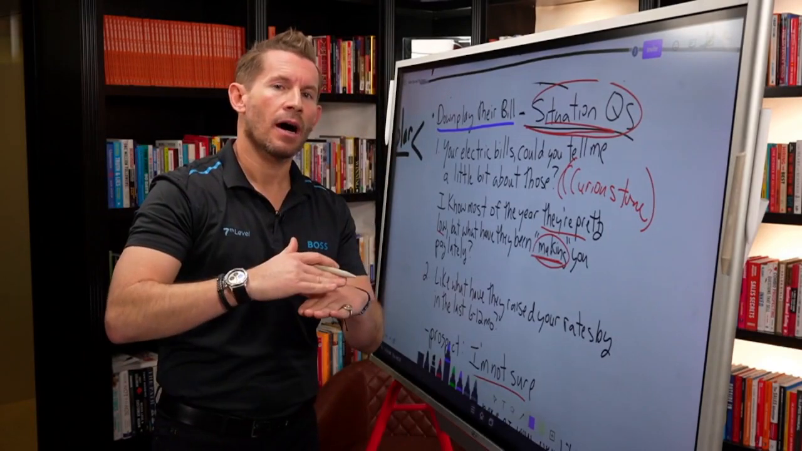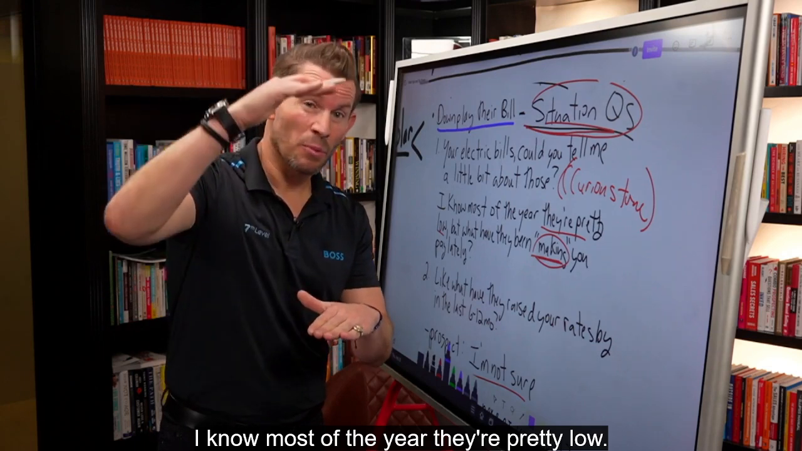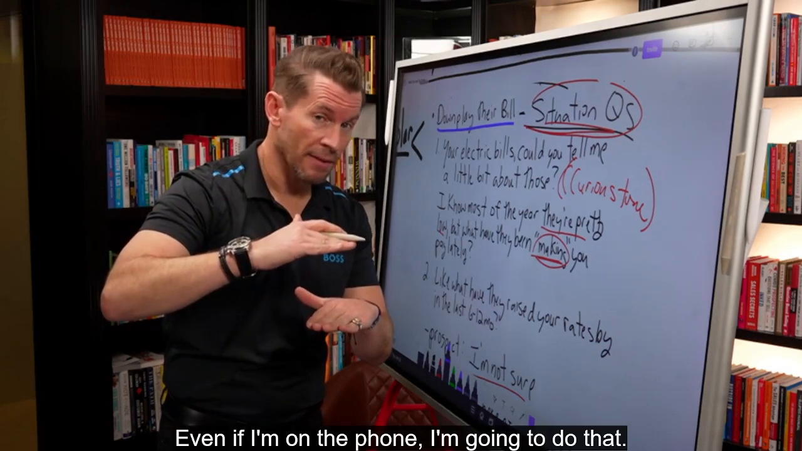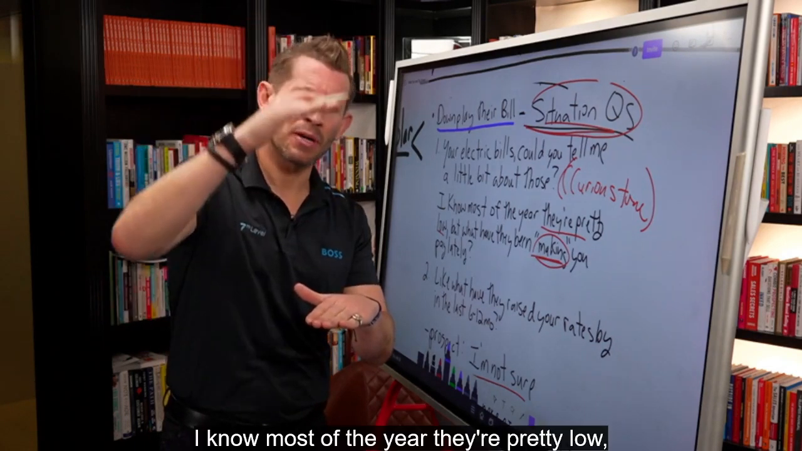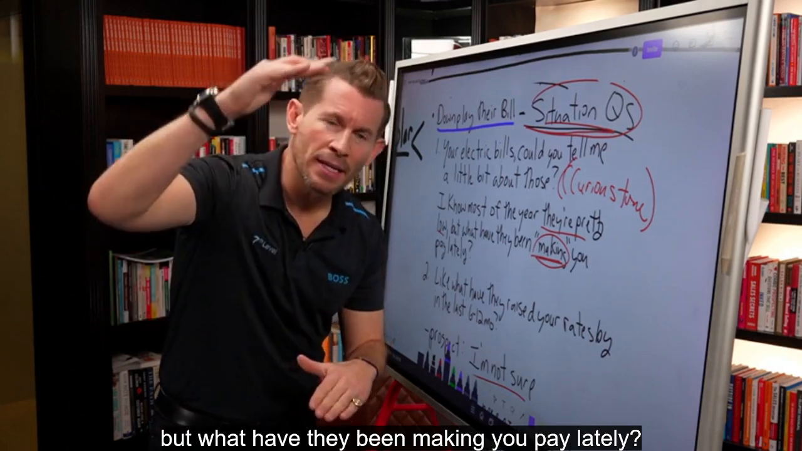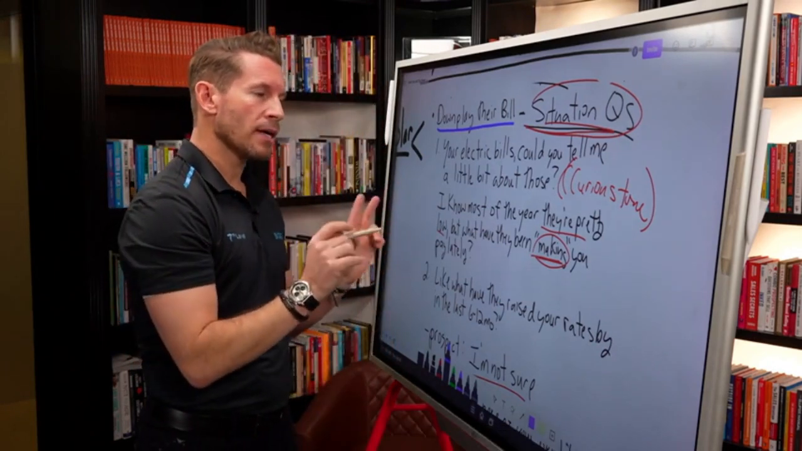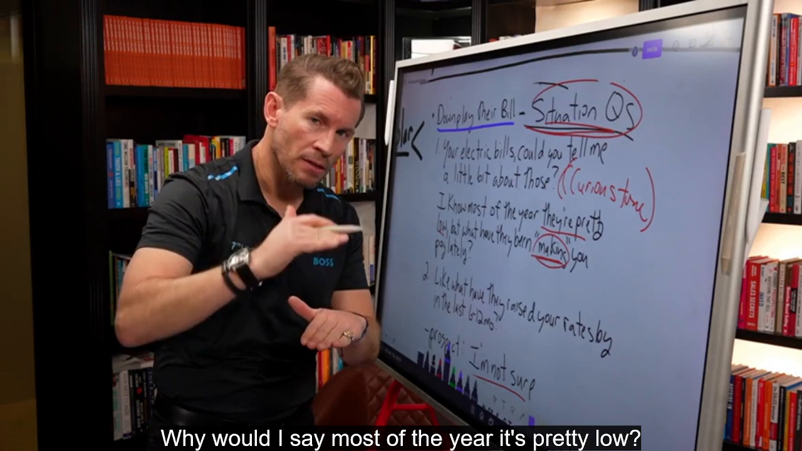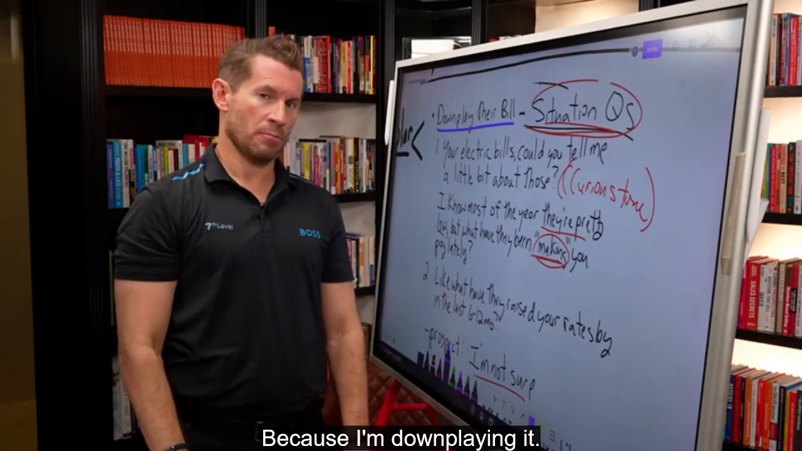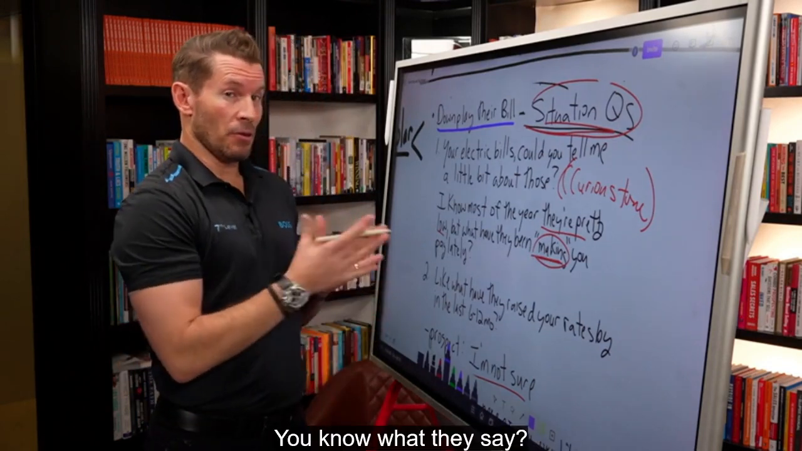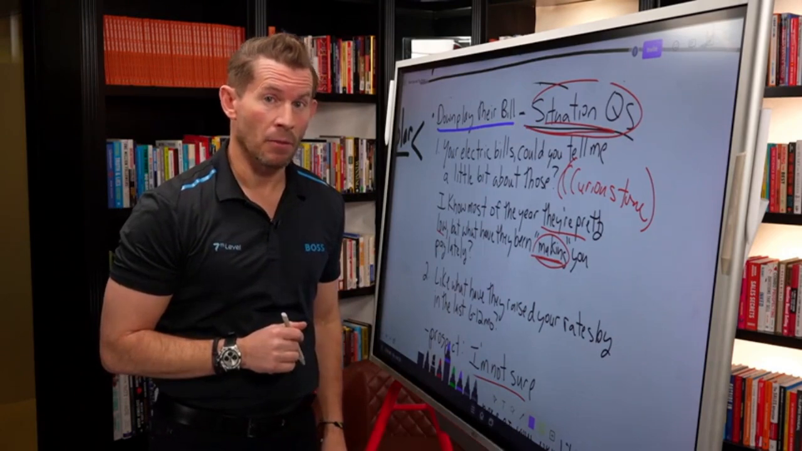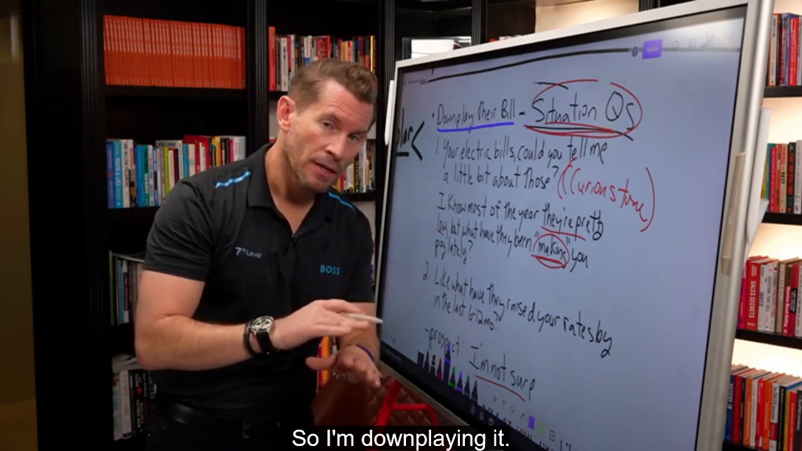Now, what did I do here? I know most of the year they're pretty low. See how I did that with my hands? Even if I'm on the phone, I'm going to do that. I know most of the year they're pretty low, but what have they been making you pay lately? Now, why did I do that? Why would I say most of the year it's pretty low? Because I'm downplaying it. You know what they say? Oh no, it's really high most of the year. So I'm downplaying it. I'm not being negative.